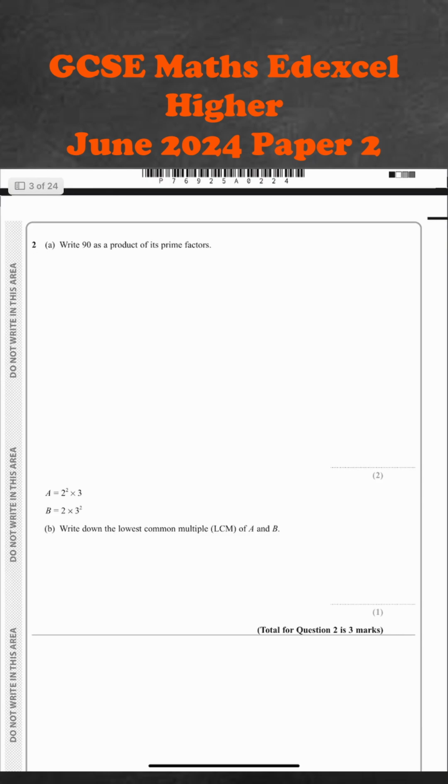Question number 2. Write 90 as a product of its prime factors. So 90 is just 3 times 30. 3 is prime, so we don't need to do anything else on that branch. 30 is 3 times 10. 3 is prime, so we don't need to do anything else. And 10 is 2 times 5. Both of these are prime. So our answer is 2 times 3 times 3 times 5.